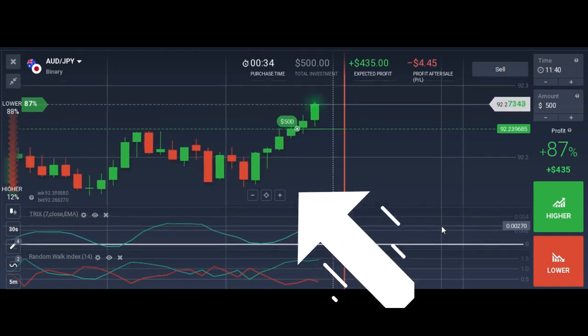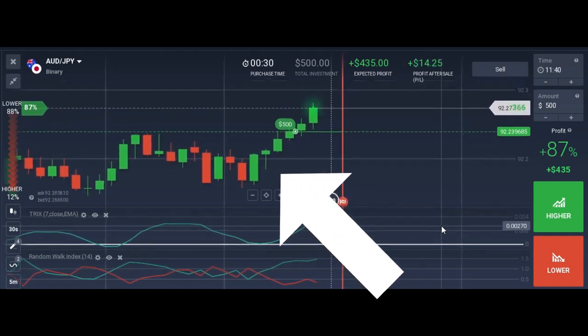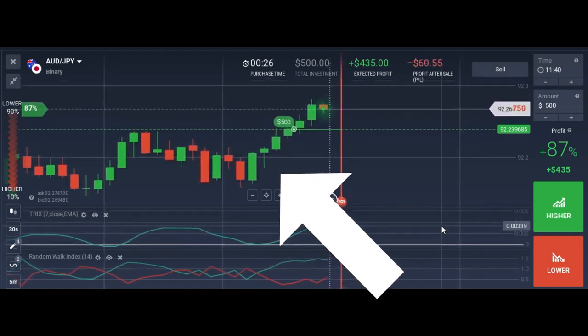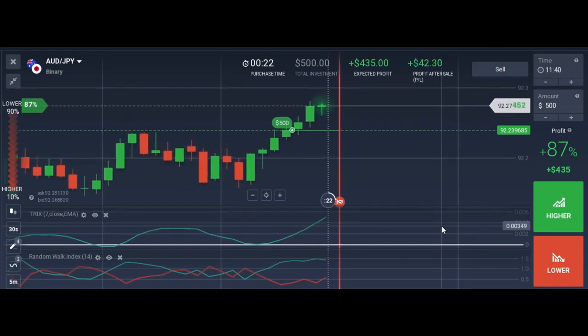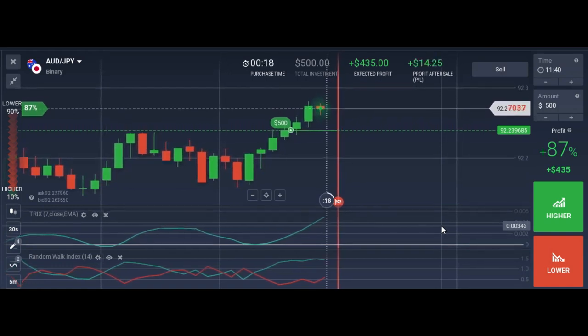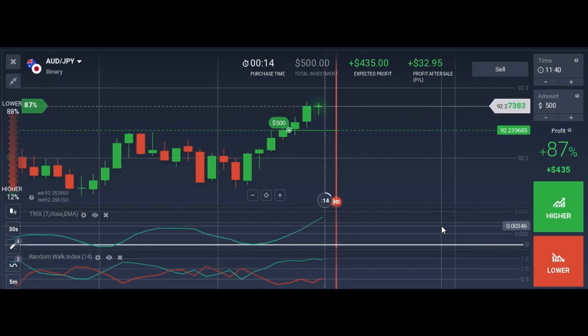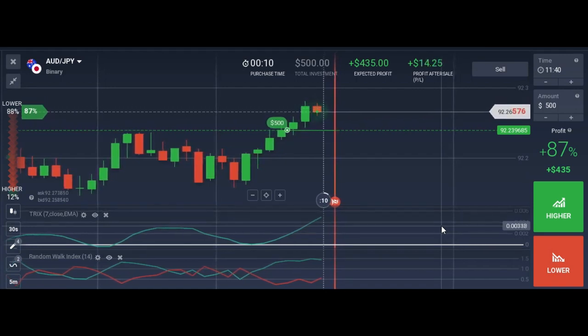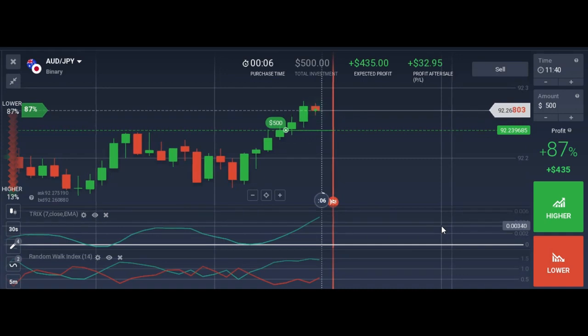If I had entered at this point, it would have been better. I saw the opportunity a little late, but as long as the Trix indicator continues to head up, the trade can be made.